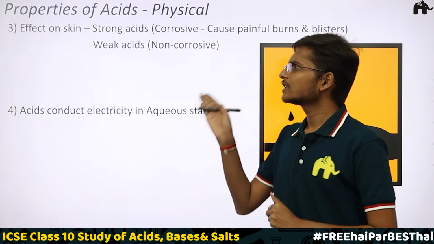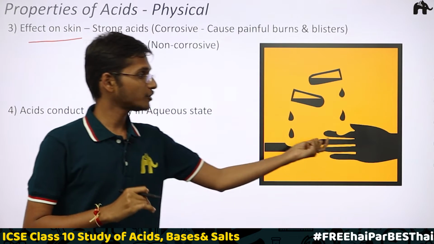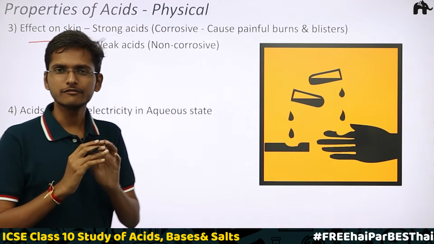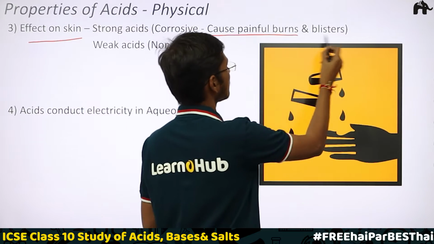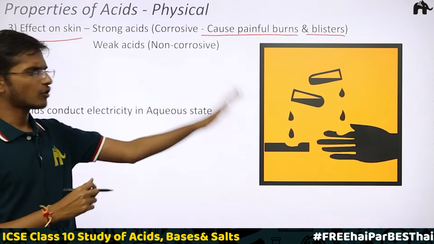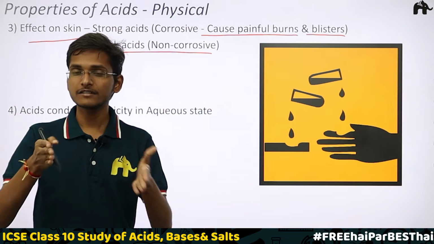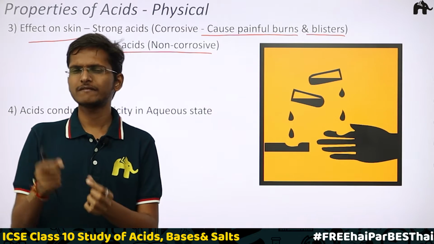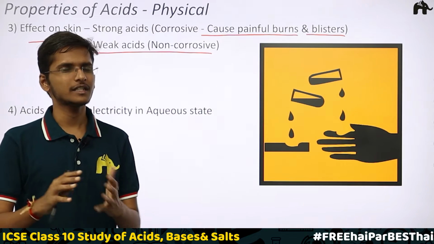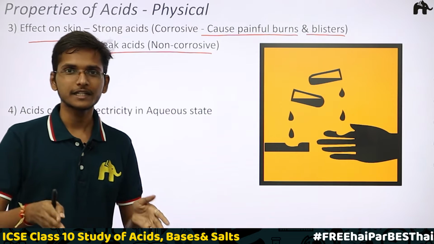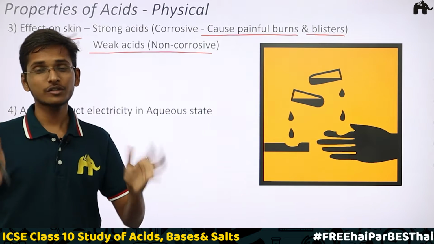Next is effect on skin. If strong acids get dropped on your skin, they may cause a lot of pain. They may cause painful burns as well as blisters. But if a weak acid falls on your skin by accident, they are non-corrosive, so no need to worry about them. Like acetic acid, vinegar. If you have vinegar in your home and it falls on your skin, you would know that it doesn't cause any burn or blister. But don't try it, no need to try all those things. It doesn't cause any harm in very small quantity, but in large quantities it may cause harm.